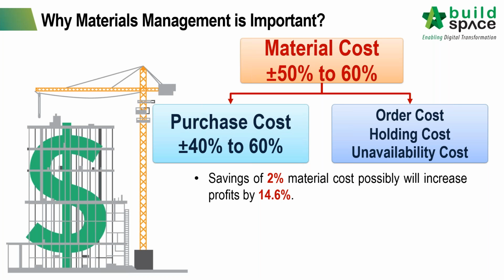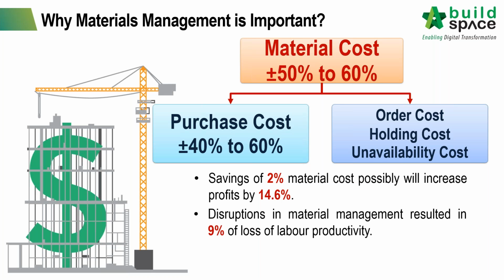But these are the information that we plug in from some of the web pages online. All right, so the first thing is what we can see here: the savings of 2% of material cost will possibly increase your profit by 14.6%. This is quite amazing. It's quite interesting to note as well.